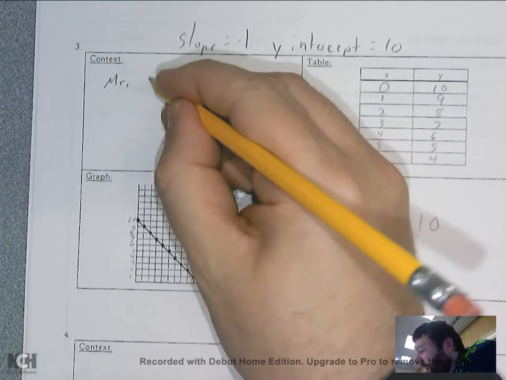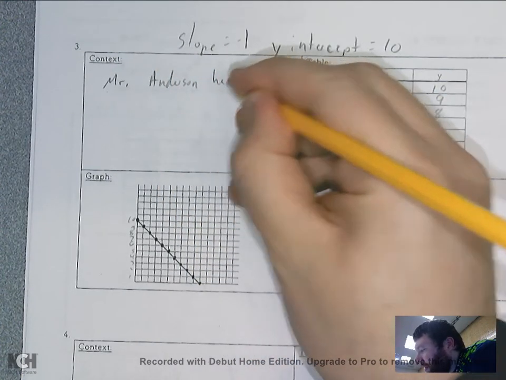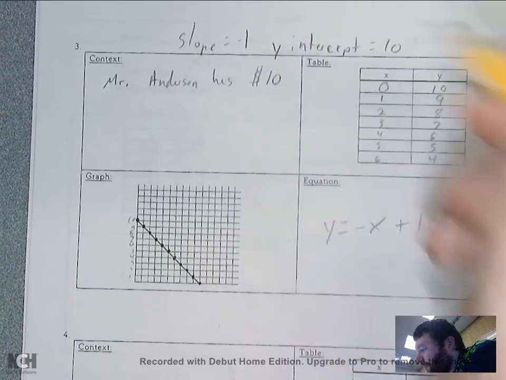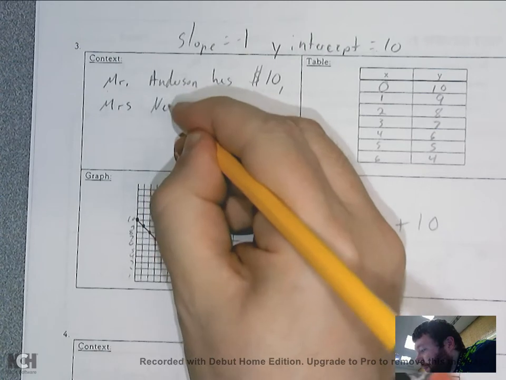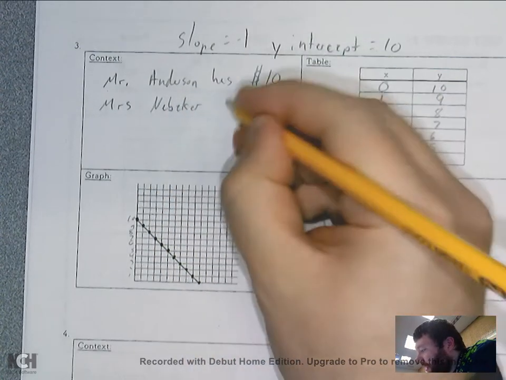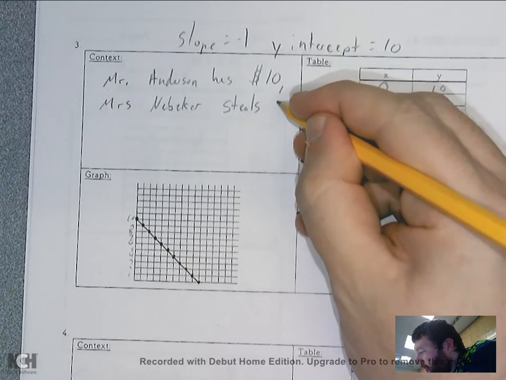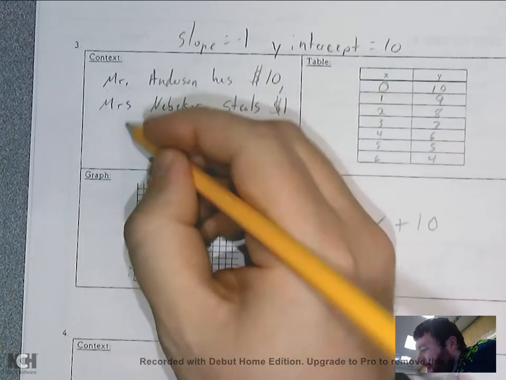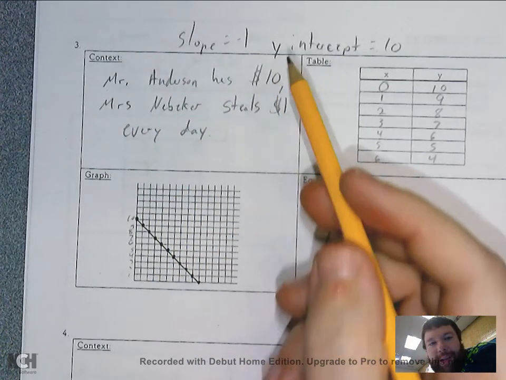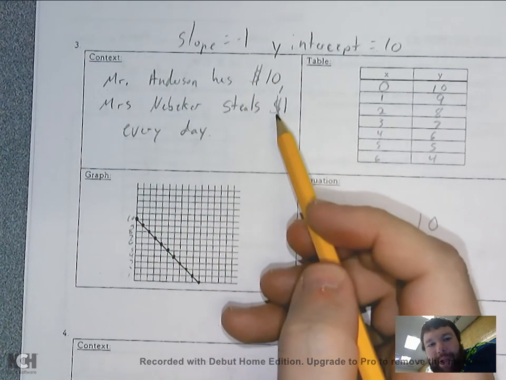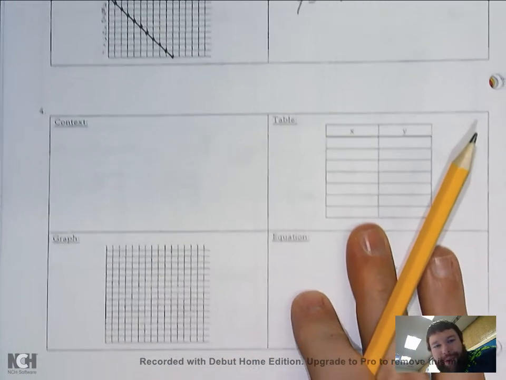And then the story, Mr. Anderson has $10. Mrs. Nebeker steals $1 every day. All right, that fits. 10 is the starting amount, and then I'm losing $1 every day. So it fits my linear situation.